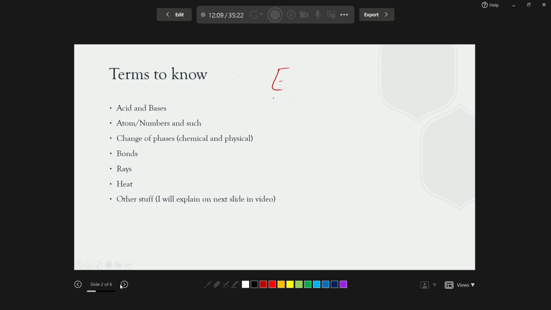Compounds are made of two or more elements chemically bonded, and I don't know if they can... let me see. I don't believe they can be broken. No, yeah, chemical compounds can't be broken down. My bad, because you can break down a lot of stuff.